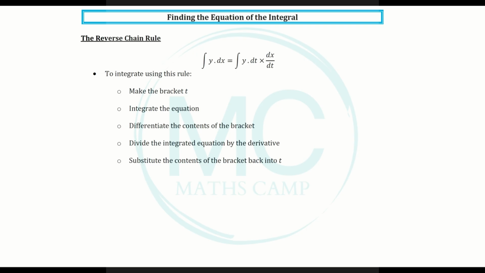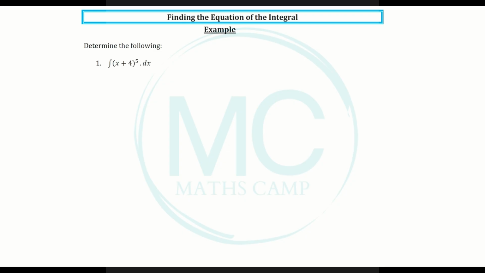Let's look at an example. Determine the following. Here we need to integrate the bracket of x plus 4 with an exponent of 5. So let's start by making the bracket t. So we can say t is equal to x plus 4. Now let's write our equation. I'm going to call it y. I'm going to say y is equal to, instead of the bracket, I have t with an exponent of 5.